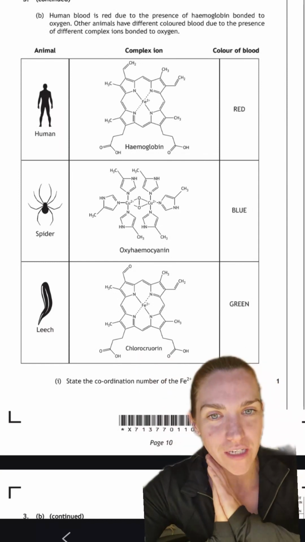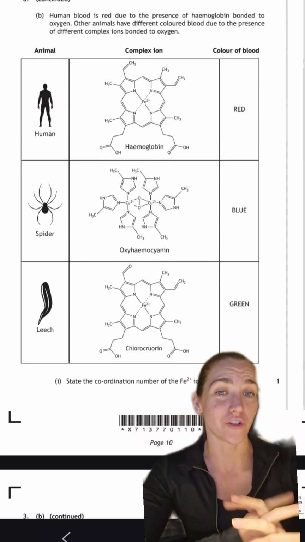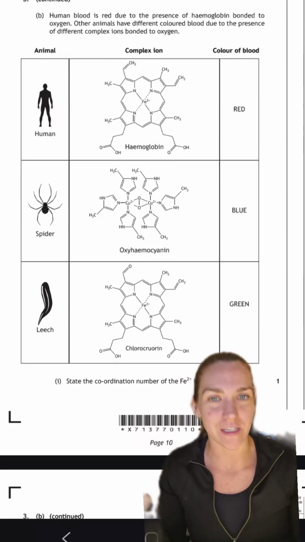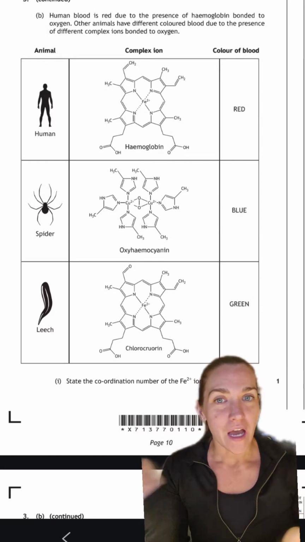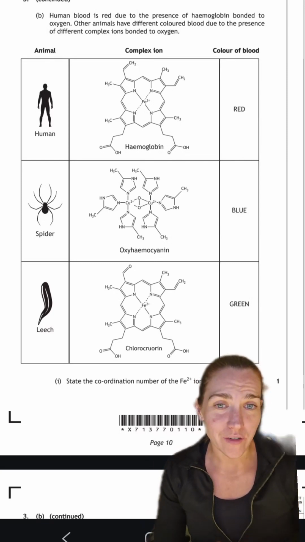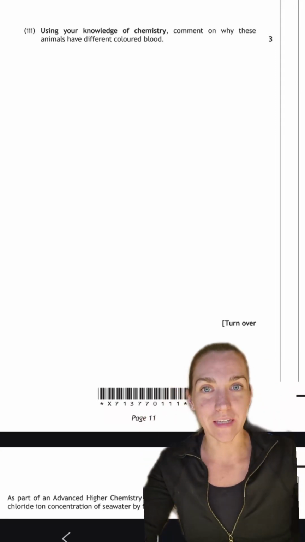Now, I do quite enjoy these random "why is this the way it is" type, using-your-knowledge-of-chemistry questions, but I'm guessing all of you hate them because they do seem a bit weird and you think, how the heck am I meant to know why a human's blood isn't the same colour as a spider's blood? But what they've asked here is, using your knowledge of chemistry, comment on why these animals have different coloured blood.